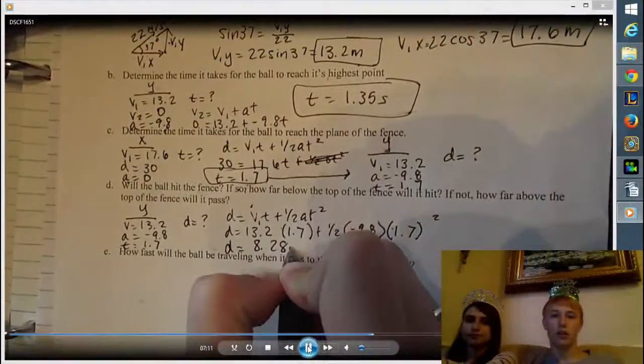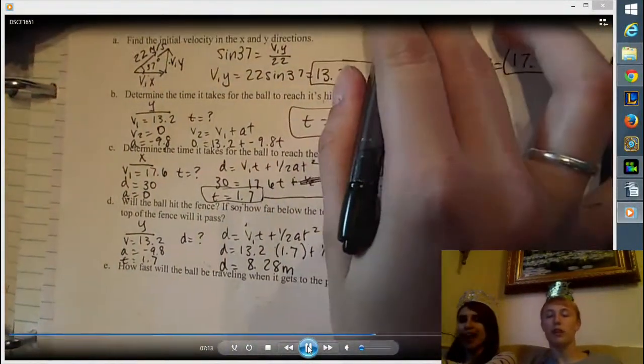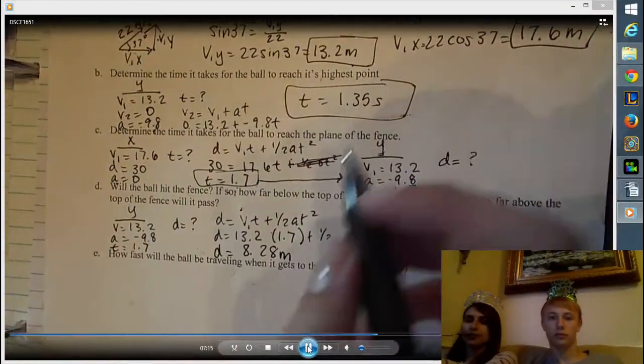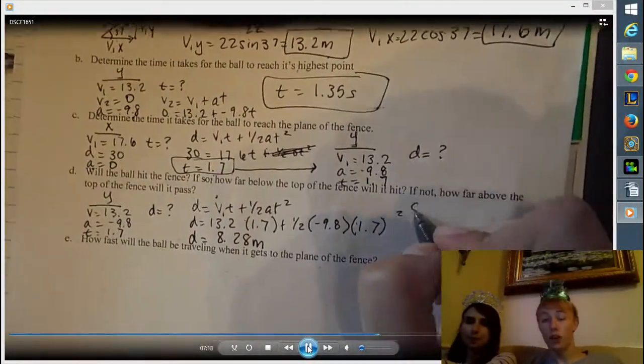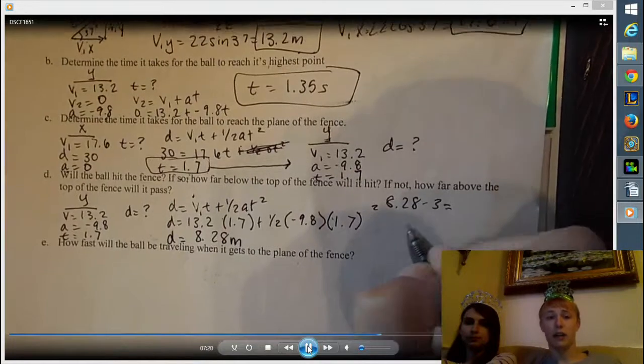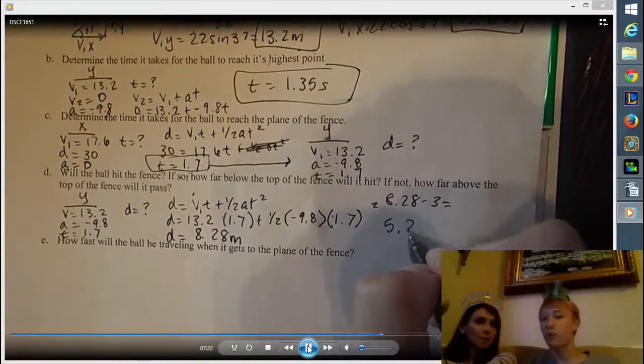Alright, so we're solving for it. D is equal to 8.28 meters. And the fence is 3 meters high. So it's going to go over the fence by, what is that, 5.28?